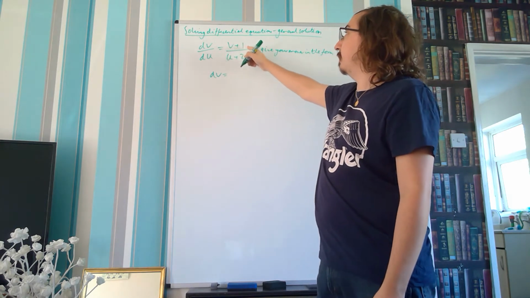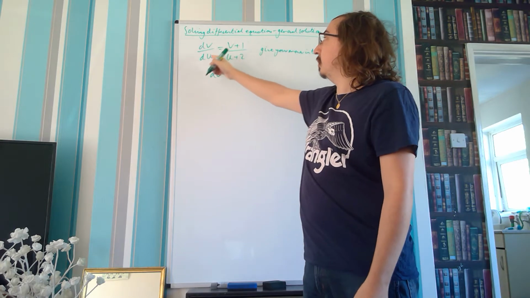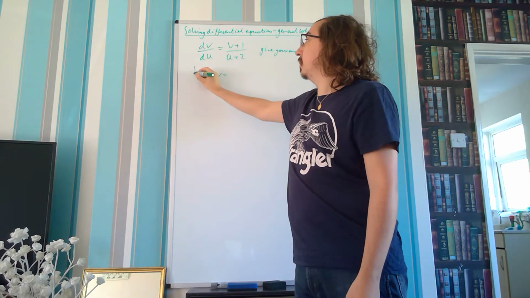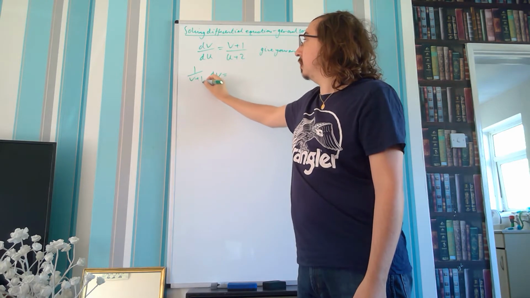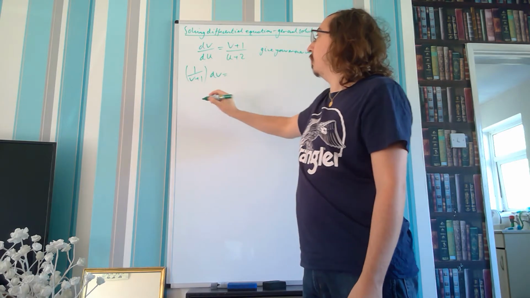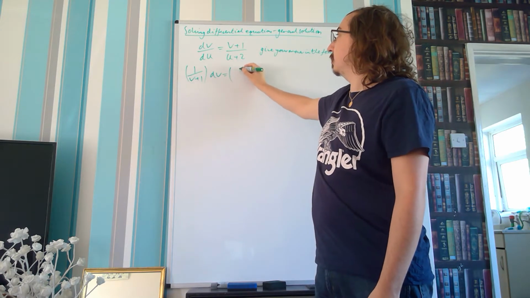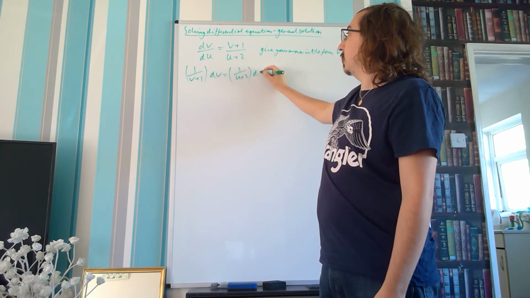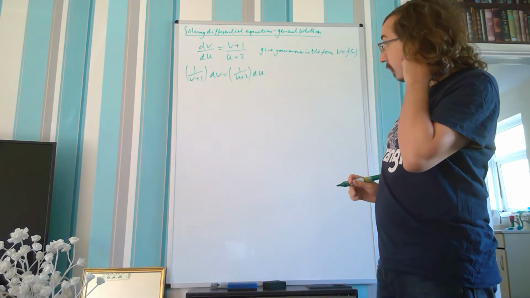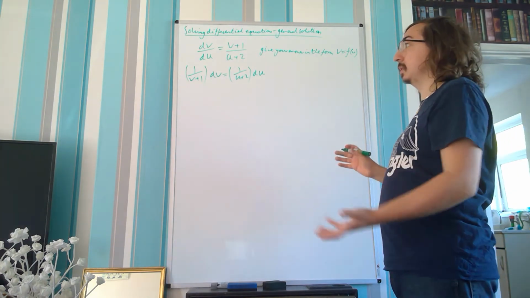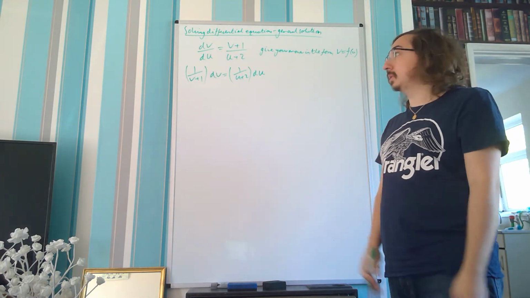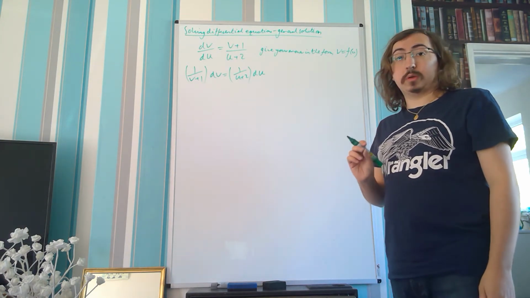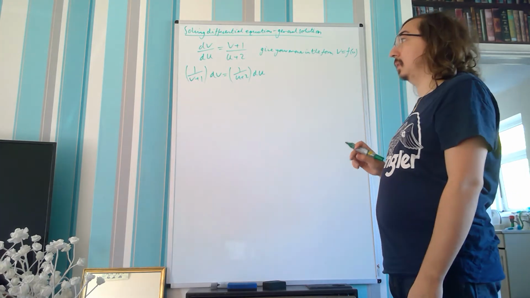and if we move this v plus 1 down into the denominator on the left hand side, so we've got 1 over v plus 1 is equal to 1 over u plus 2 du. And at that point we've actually isolated the variables. It's quite a nice one to isolate. A little bit more work is going to be involved in our next stages.